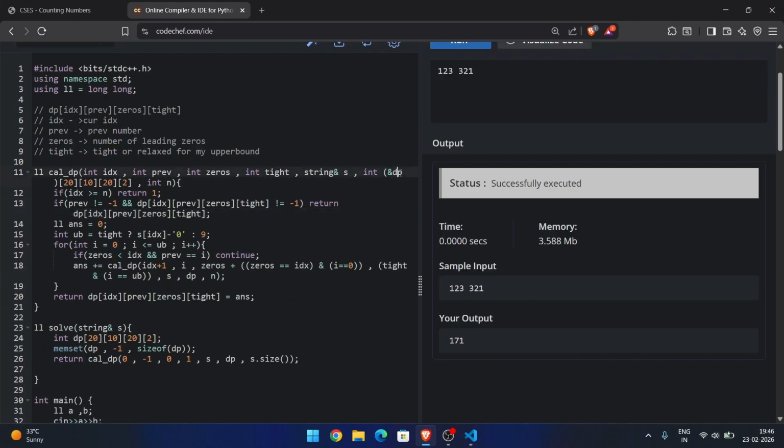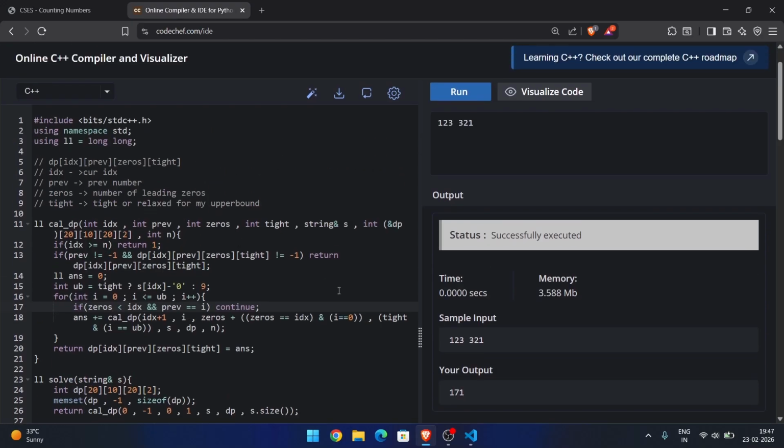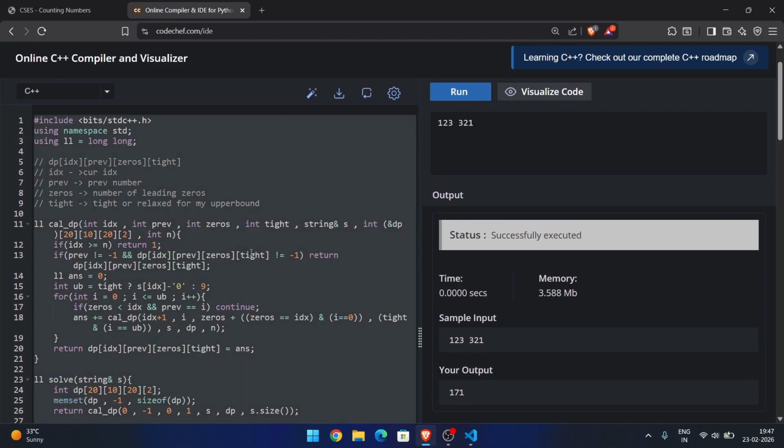Okay, so to pass an array by reference, we also have to give its size. So that's why we have it. Instead, you can directly make it a global one. You can define a global DP here. So that will be a better way. But let it be as it is now. Okay, so let's try to submit it.